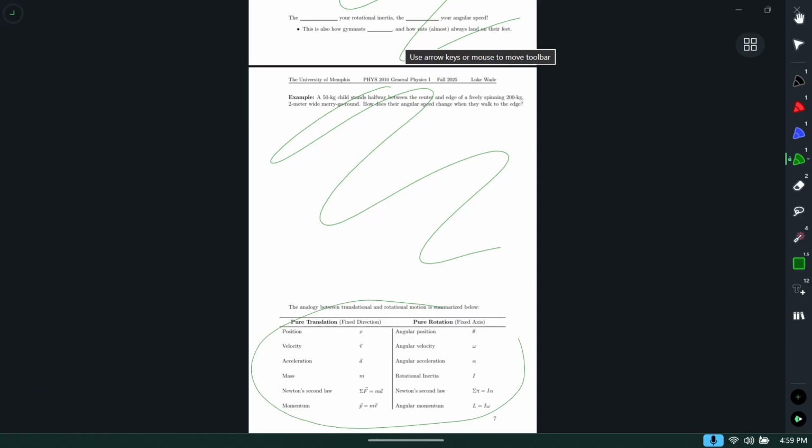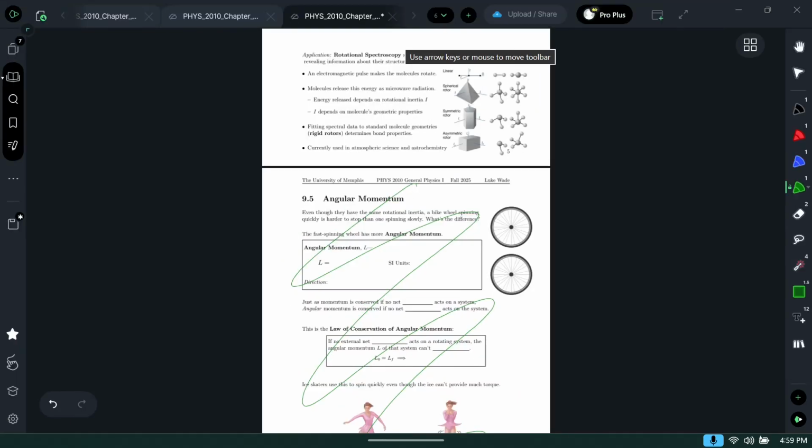This last piece is just sort of your dictionary to translate from talking about regular old straight line motion to rotation. And I could say for position, sometimes we say arc length, so S instead. So that's sort of a recap of the concepts of each chapter.